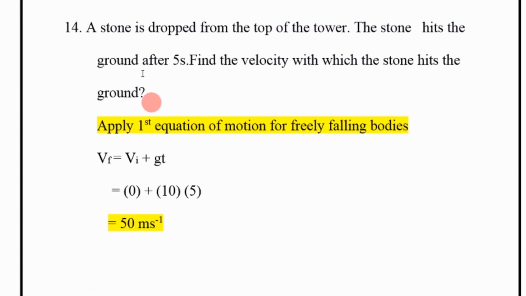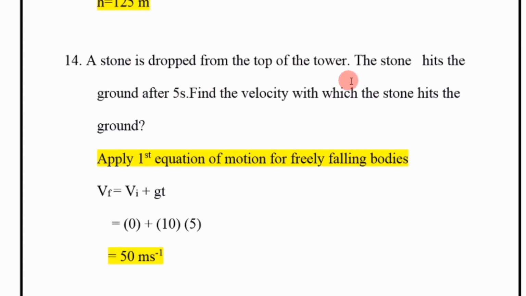Next, a stone is dropped from the top of the tower. The stone hits the ground after 5 seconds. Find the velocity with which the stone hits the ground. Apply first equation of motion for freely falling bodies. Vf is equal to Vi plus Gt. We put the values and get velocity is equal to 50 meter per second.